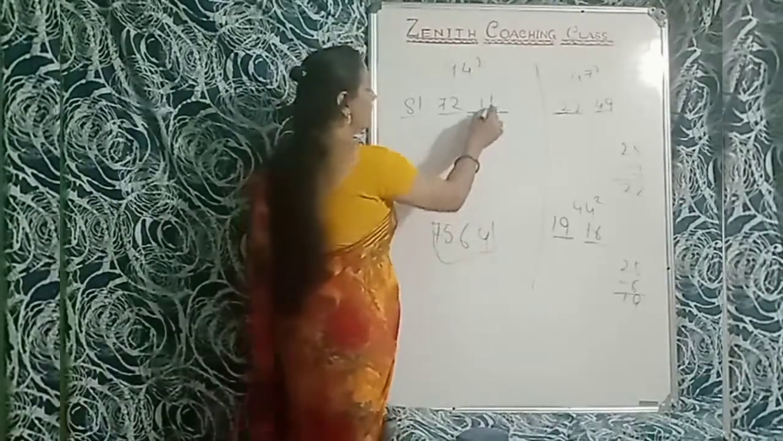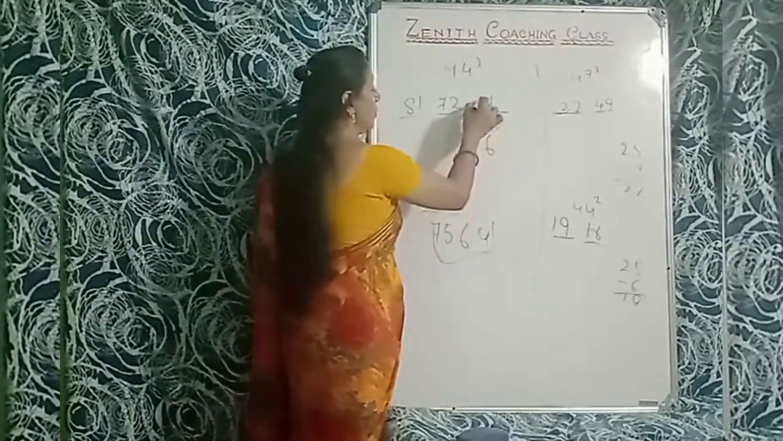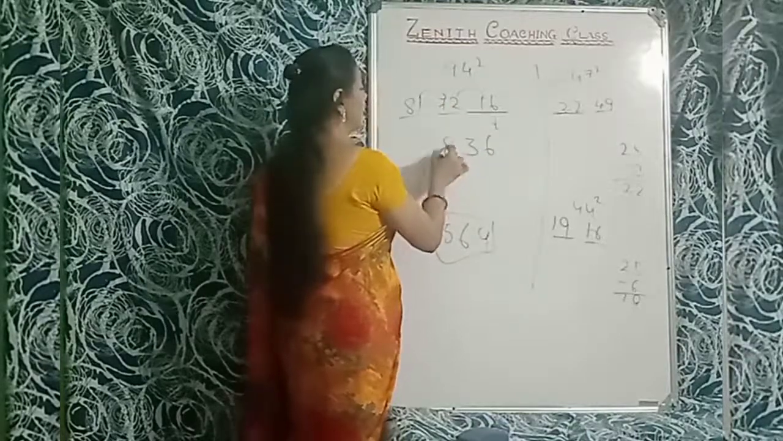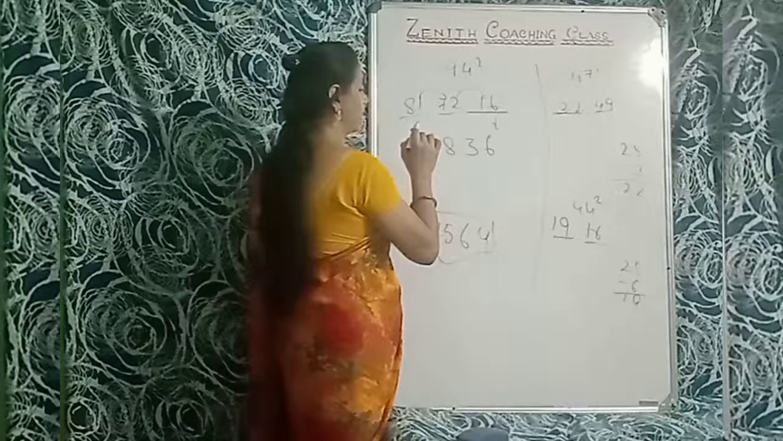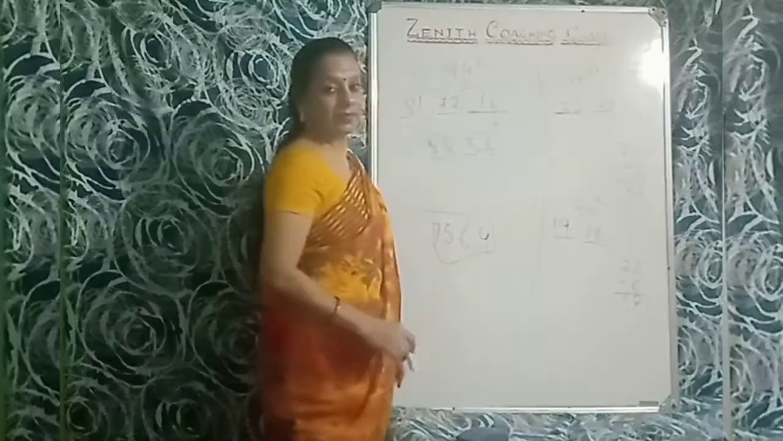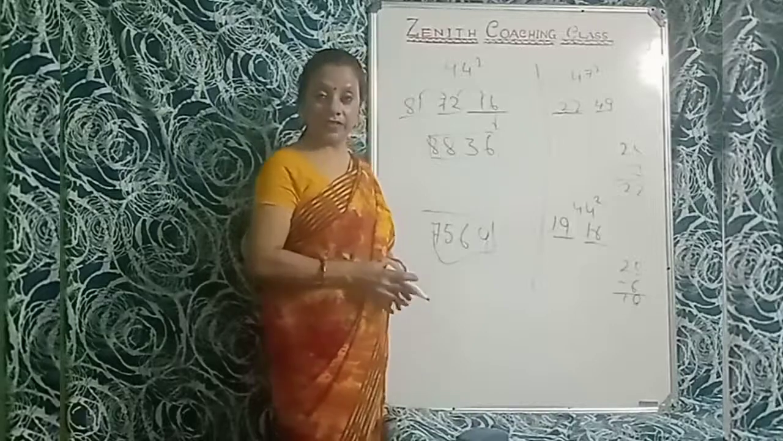Okay. So now here you will write 6. 1 plus 2, 3. 7 plus 1, 8. And here is 8. So the square of 94 is 8836. So this is a very easy trick, no?